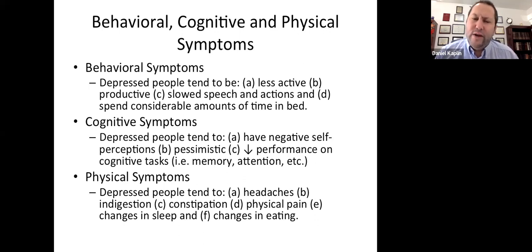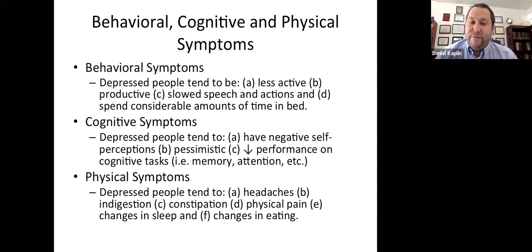From a cognitive point of view, cognitive symptoms of depression include pessimism, negative self-perceptions, decreased memory and attention. Attention's a big one. You see a lot of distractibility, and sometimes people confuse depression with ADHD because of the distractibility. But the cognitive symptoms, you can have a whole host of memory and attention factors that are adversely affected.